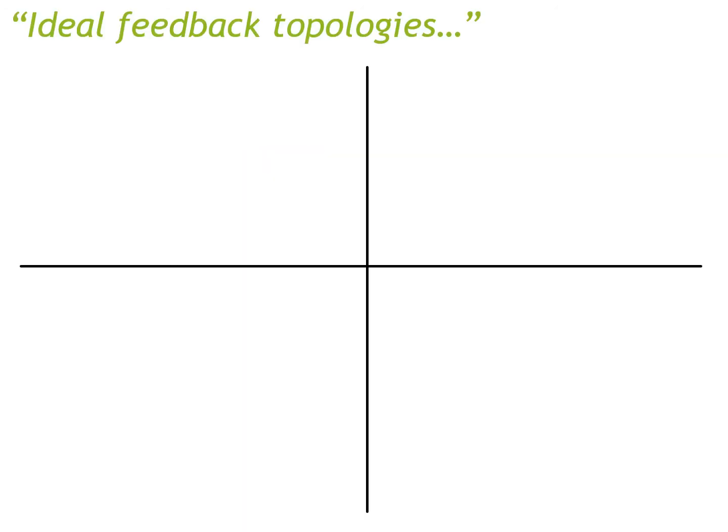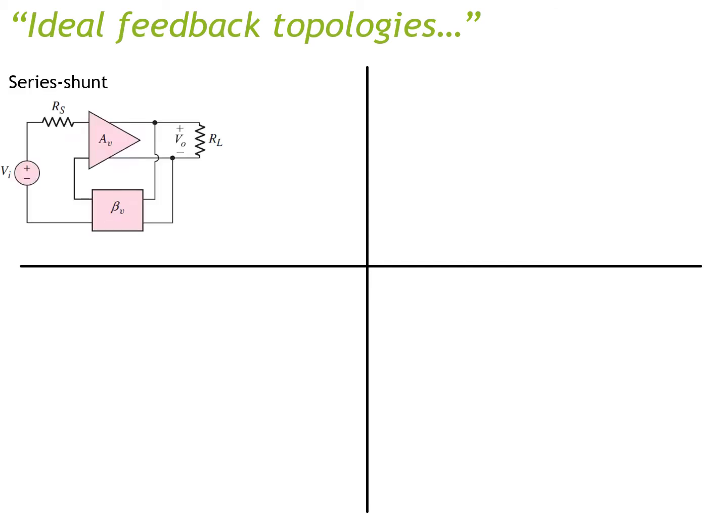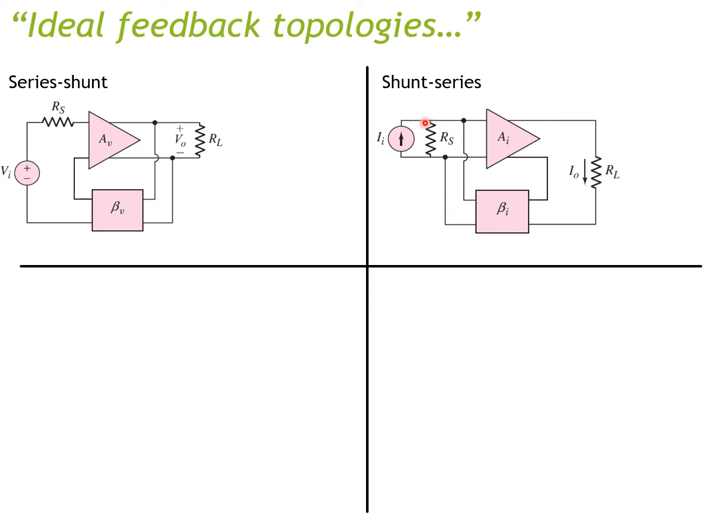So for the ideal feedback topologies, there are four different types of topology, and these topologies are based on the type of input to be amplified, either voltage or current, and the output type, either voltage or current. The first type of topology is called the series shunt. The second type is shunt series. So let's pause here before we go through the last two.